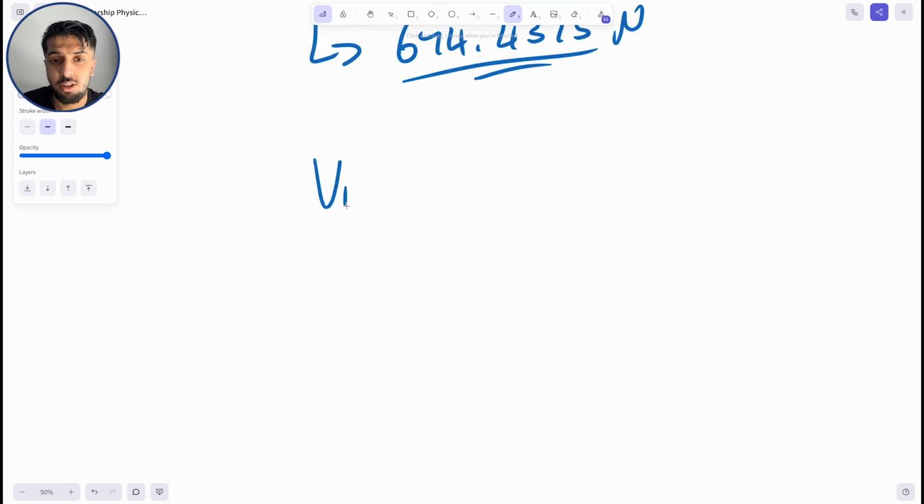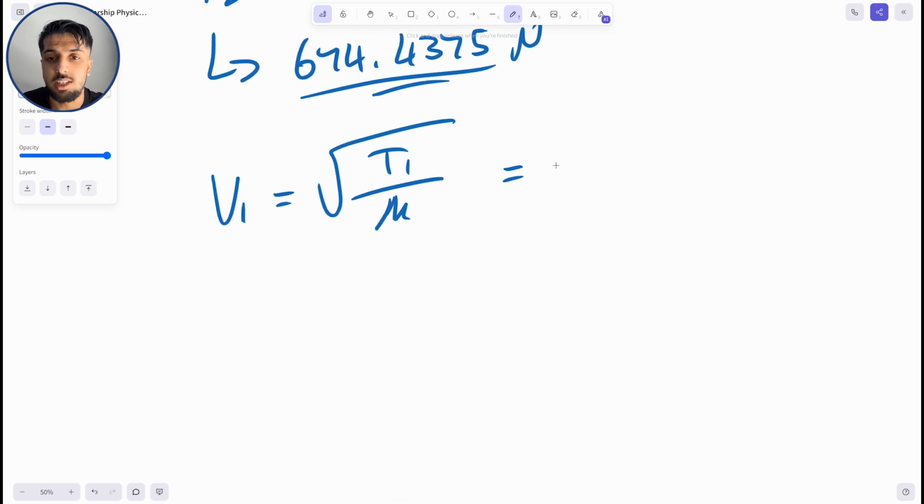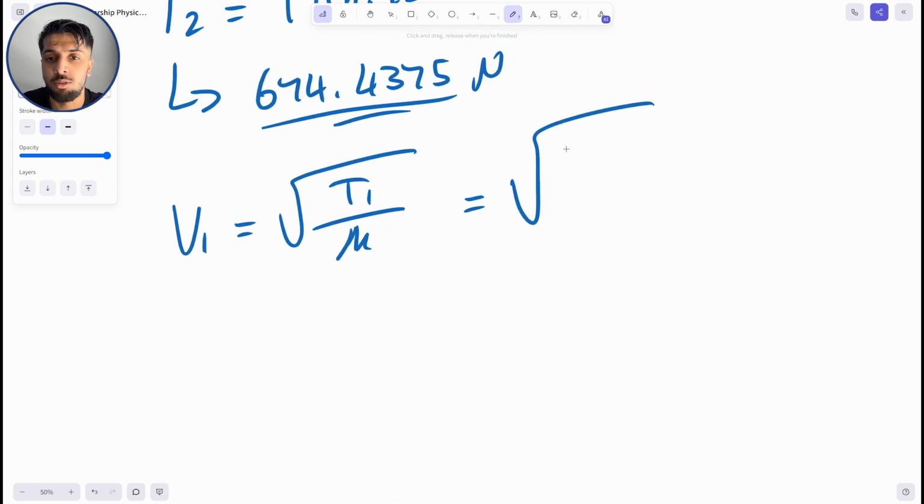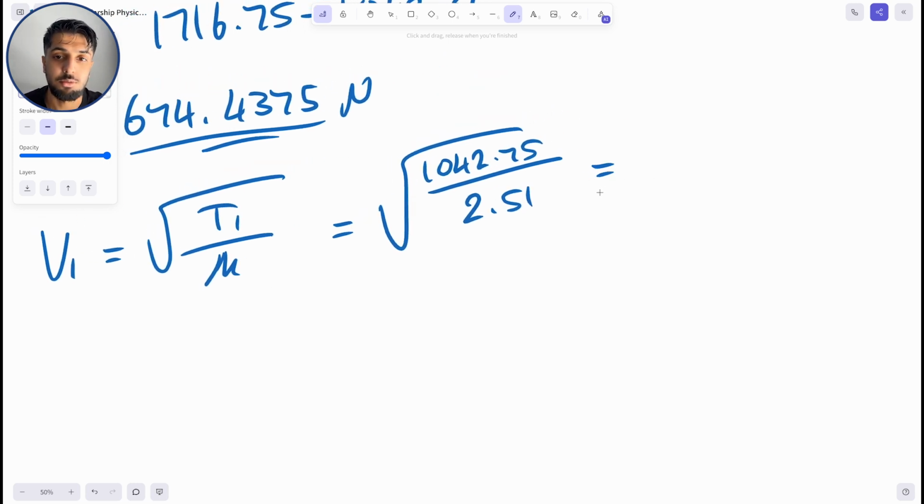And therefore, the velocity in cable 1 is going to be equal to the square root of T1 all over the mass per unit length. The mass per unit length for both T1 and T2 is going to be the same because it's the same cable. So this is the square root of 1042.75 all over the mass per unit length, which is 2.51. And that gives us a velocity of 20.4 meters per second.